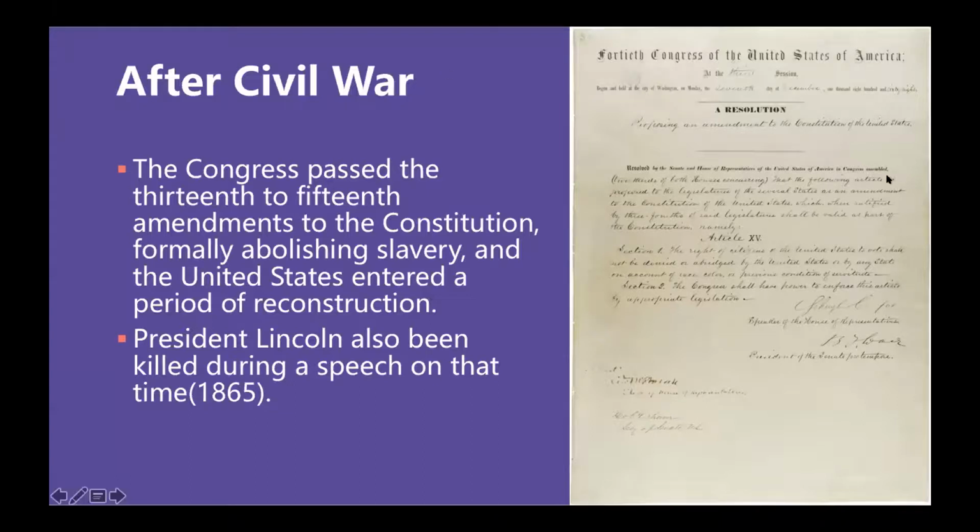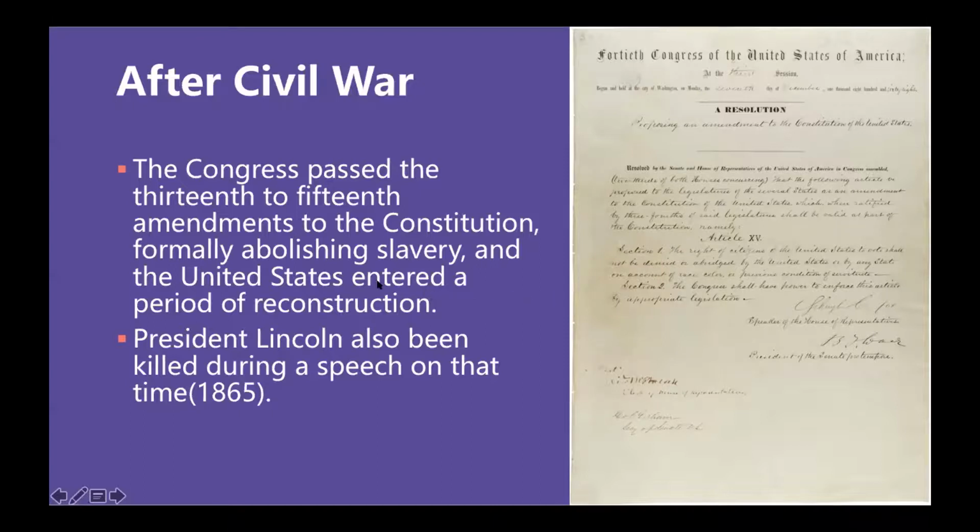Well, I think it's only the 13th or 15th amendment document here, not all of them. But after the signing of the document, the slaves were free. We can't call them slaves after that, because they were not actual slaves after that period. And also, President Lincoln was killed in 1865 during a speech, I think a speech about the Civil War.